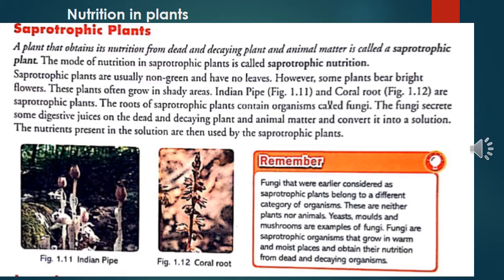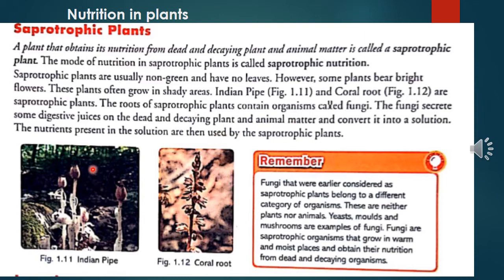Talking about plants, some plants cannot prepare their food. For food, they depend on dead and decaying plant and animal. They are called saprotrophic plants. And the mode of nutrition in saprotrophic plants is called saprotrophic nutrition.